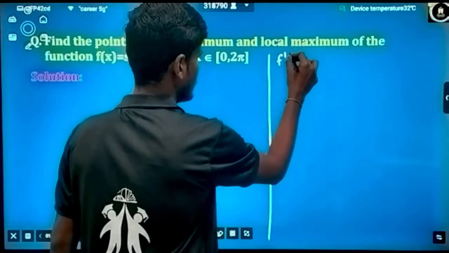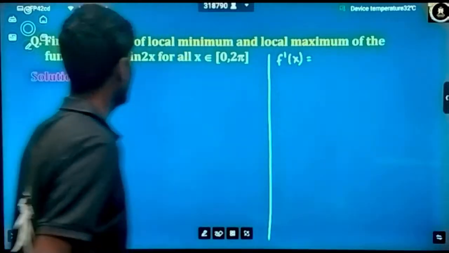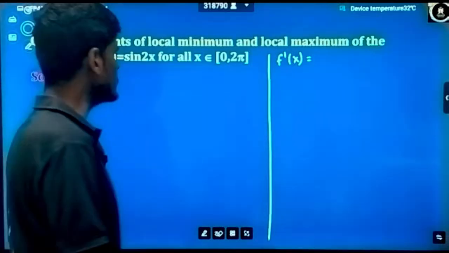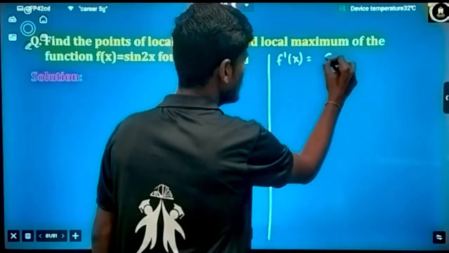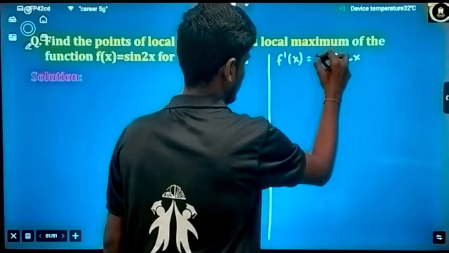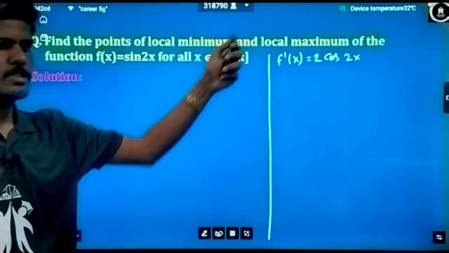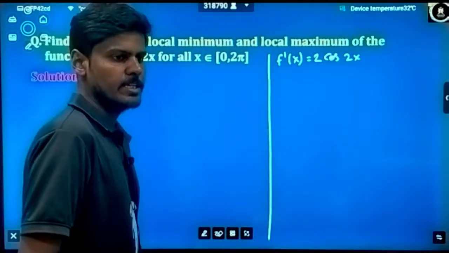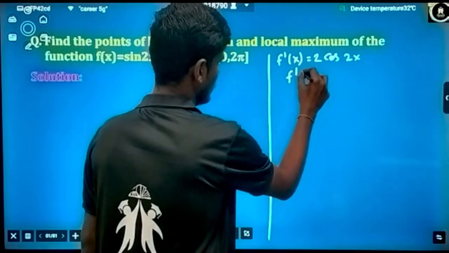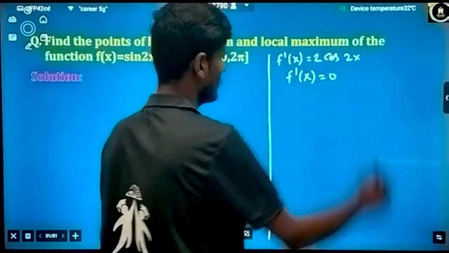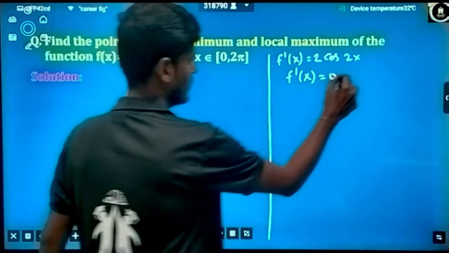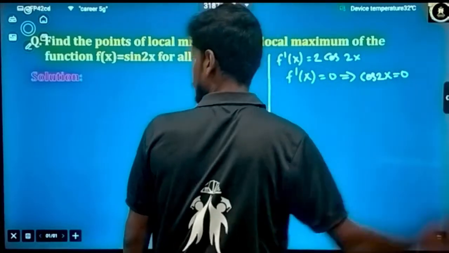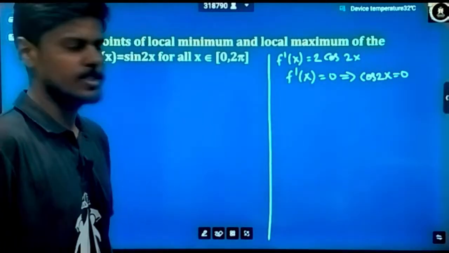F dash of x will be equal to, what is the differentiation of sin 2x, students? Differentiation of sin 2x is, sin differentiation is cos, so cos 2x multiplied by 2, that is 2 cos 2x. Next, what we need to do? Equate f dash of x equal to 0, which means we will get cos 2x equal to 0.